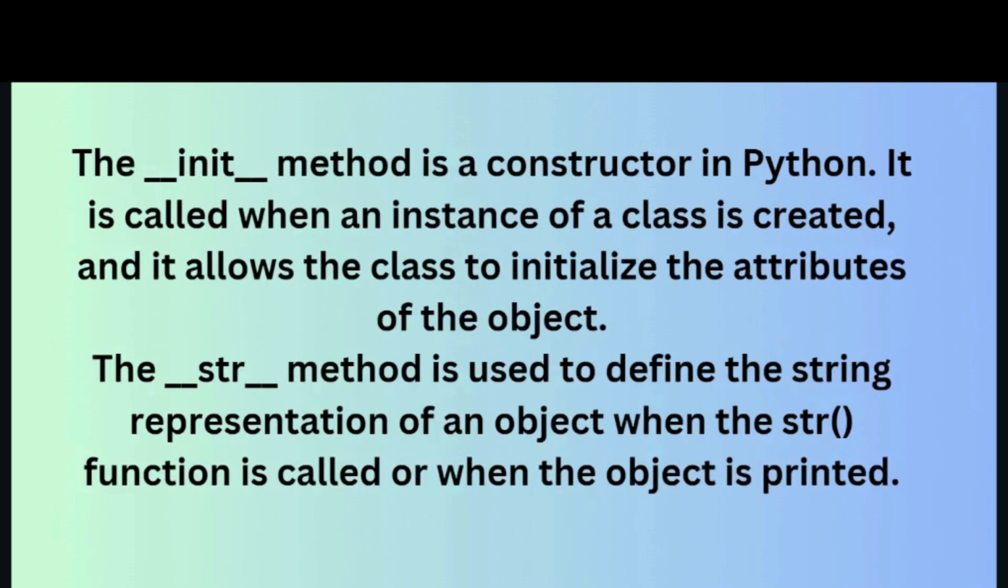The first is __init__. This is one of the magic methods. It is a constructor in Python. It is called when an instance of a class is created, and it allows the class to initialize the attributes of the object. The next is the __str__ method, which is used to define the string representation of an object when the str function is used or when the object is printed.